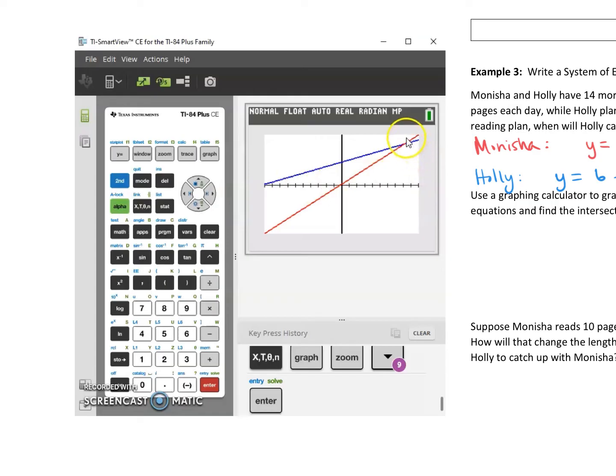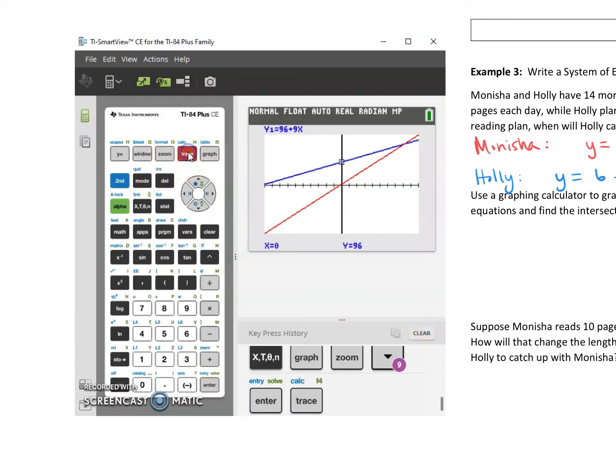All right, so we can see right here, that's our point of intersection. I'm going to go ahead and hit the trace button. I'm on my blue line, and I'm just going to arrow over, and I want to try to get to that point of intersection. Here we can see our x and y values. So right here, x equals 5. That represents number of days.